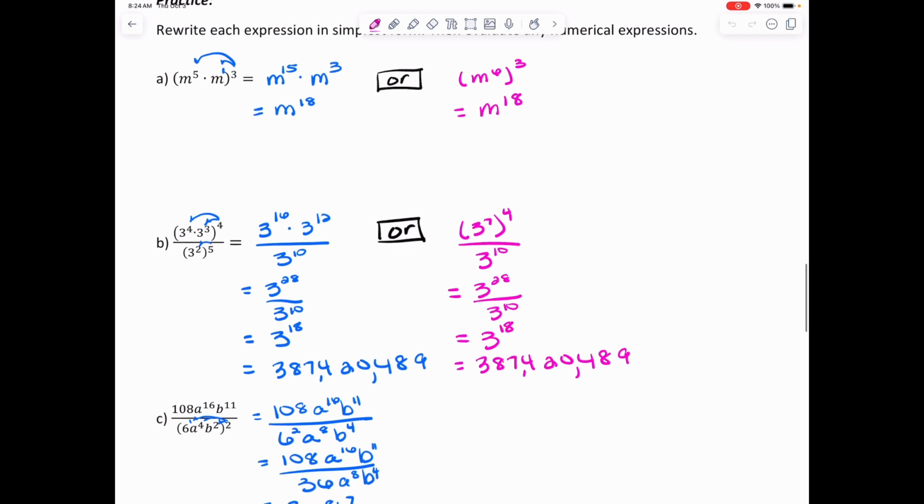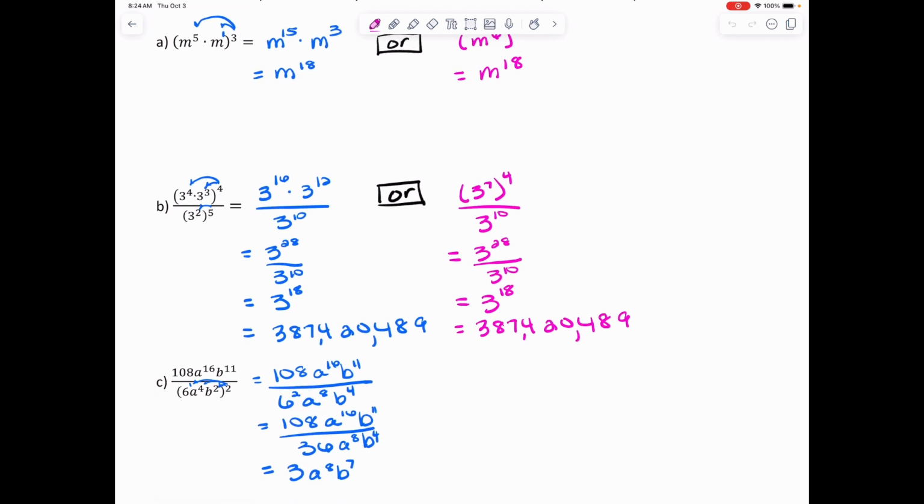In B, using power to a power, you would get 3 to the 16th times 3 to the 12th over 3 to the 10th. You would then use the multiplying powers rule on top by adding your exponents to get 3 to the 28th. And then you would use your division rule and subtract the exponents to get 3 to the 18th, which is 387,420,489. Or you could do the multiplication first. 3 to the 4th times 3 to the 3rd would be 3 to the 7th, adding your exponents. Then do the power to a power to get 3 to the 28th, and from there it looks similar to the one we just discussed.